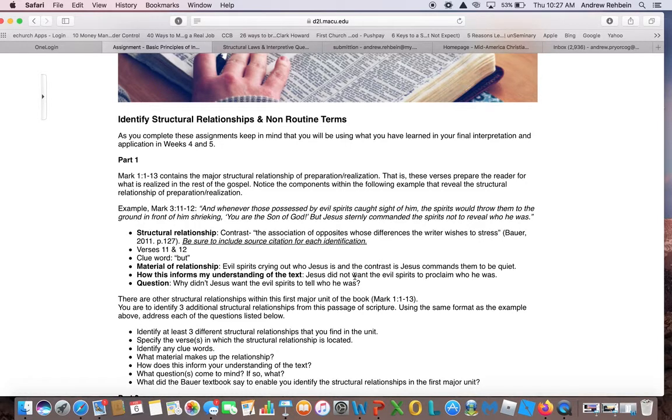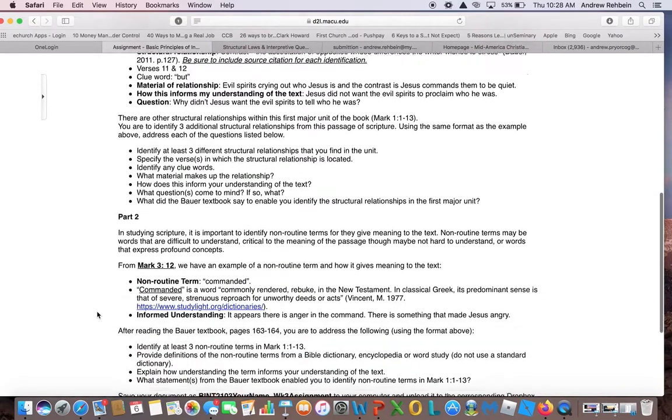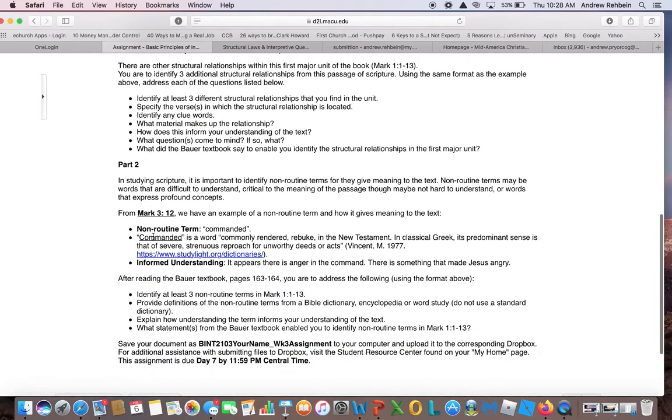And then how does it help develop your understanding? And then what is a question that maybe this observation leads to? Like what could be further study or a further insight now that you would want to uncover or explore? You don't have to answer that question here. You're just asking the question. And if you follow this bulleted format for all 3 or 4 structural laws, you will meet the requirements of the assignment.